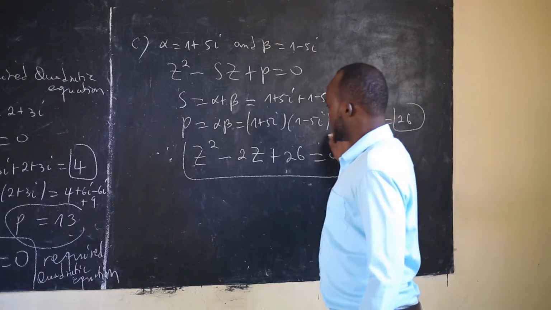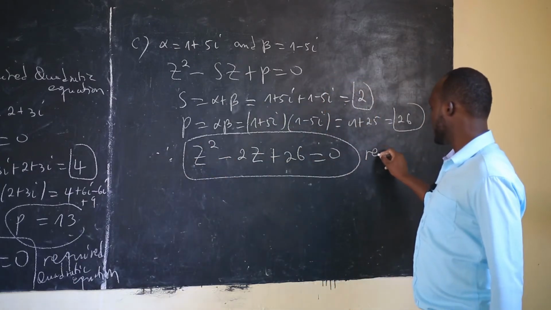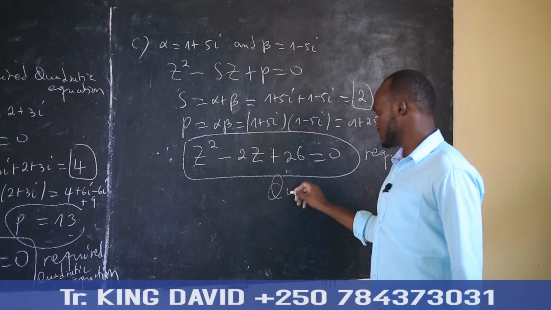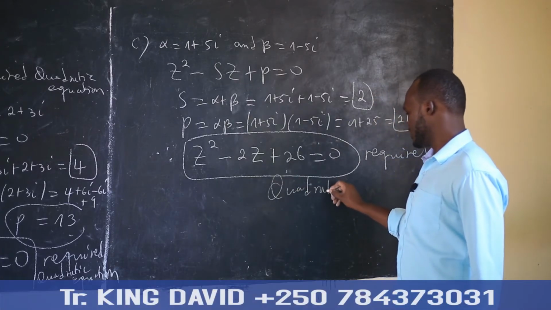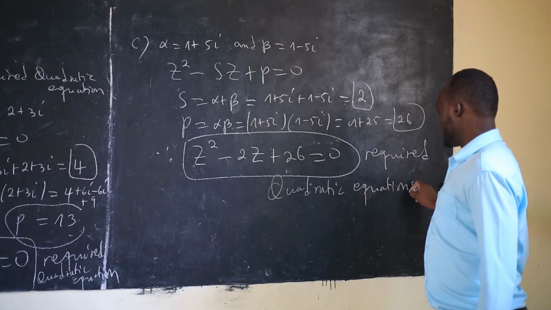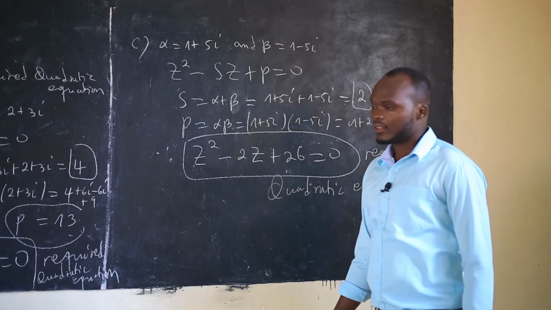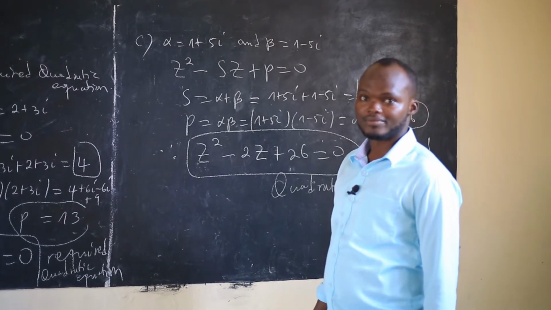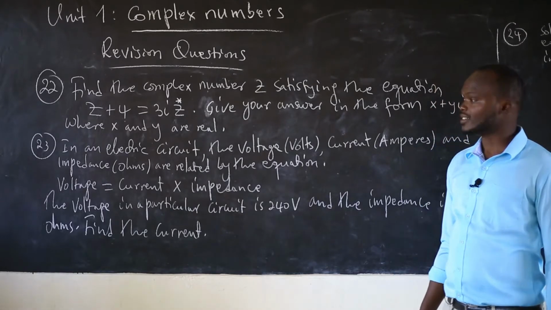So these are the required quadratic equations. We are done with number 21. I hope there is no question. So let us proceed.